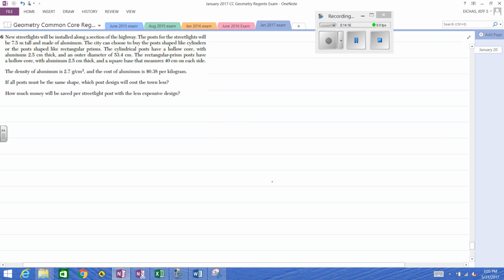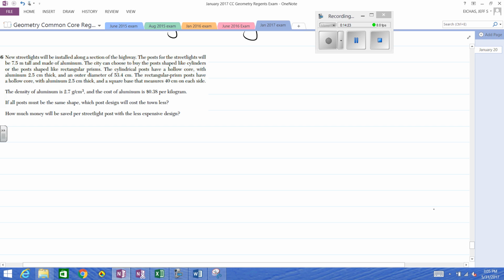Multi-step problem. Okay, so basically what we have is a hollowed-out cylinder. Let's start with the cylinder. Quick version of this: when you're making materials like a lamppost, a solid metal lamppost would be extremely heavy, and you don't need it to be that strong, so we cut out a center from it. So you've got this cylinder for the post.